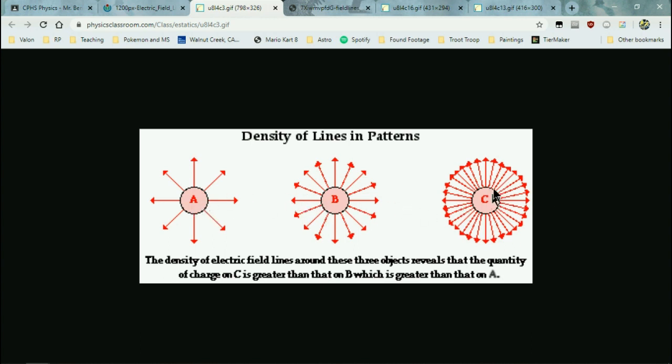And this is probably 32. I don't want to count it all. So this would be twice that as well. So for example, if this was plus 10 microcoulombs, and it is plus, right, because all of the arrows are moving away from the charge. So if this is a plus 10 microcoulomb charge, this would be plus 20, this would be plus 40. Okay, and that is a way of kind of telling you how strong that is.